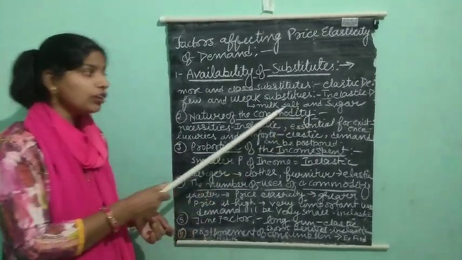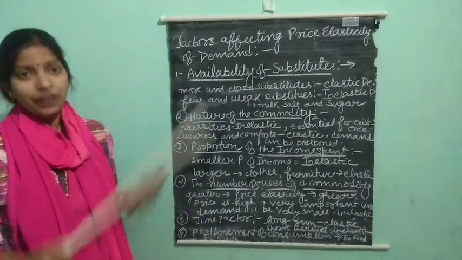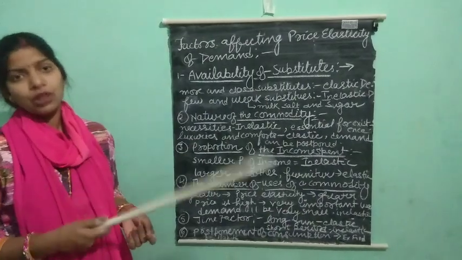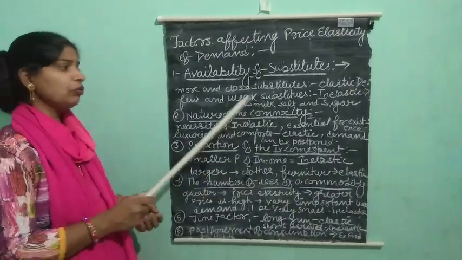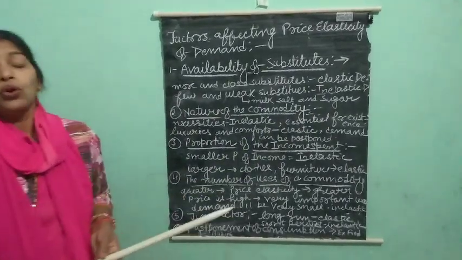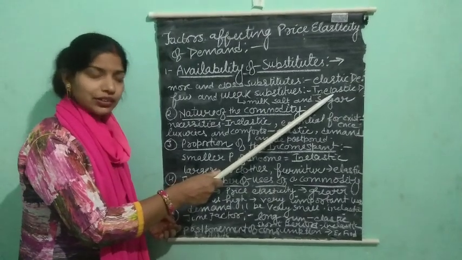Substitutes of all these goods are also available, but they are not good substitutes. That's why we have to purchase all these things whether the price goes up or down. We have to purchase milk, salt and sugar, and there are no good substitutes. That's why price elasticity will be inelastic.